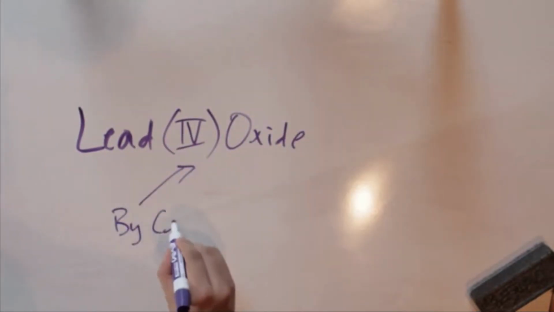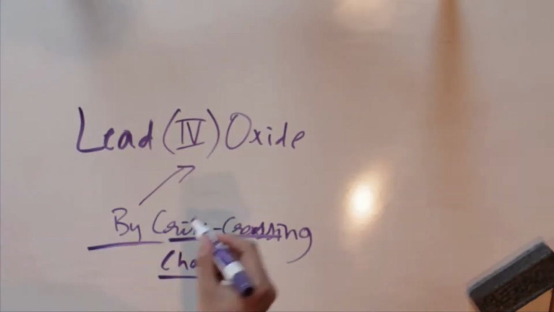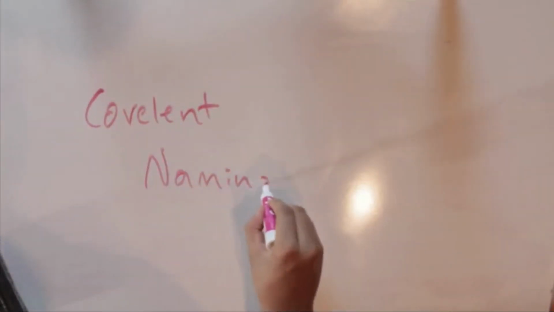So let's do a practice one. PbO2. Pause the video if you have to. The correct answer is lead 4 oxide because when we crisscross the charges, we find out that lead has a charge of 4. With that done, let's move on to covalent naming.